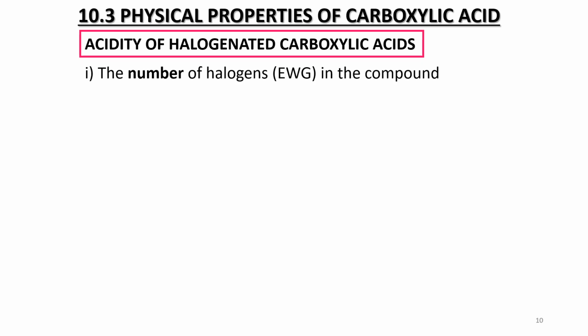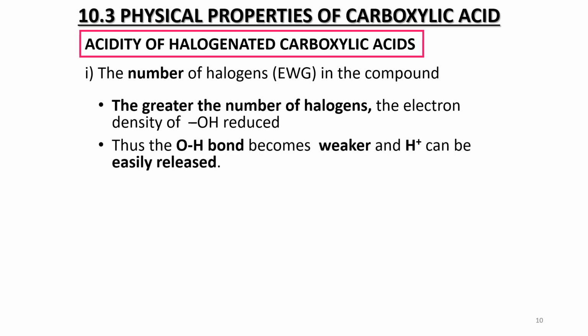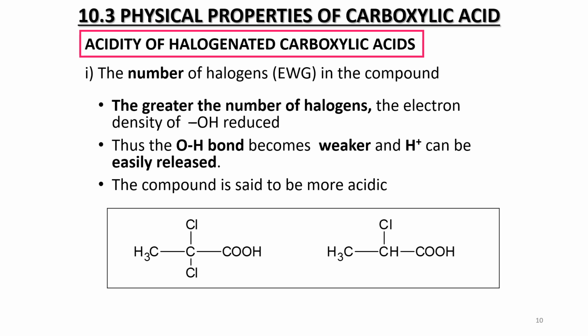The number of halogens, electron withdrawing group in the compound: the greater the number of halogens, the electron density of OH will reduce. Thus, the OH bond becomes weaker and proton or H plus can be easily released. The compound is said to be more acidic. So if you look at here, the carboxylic acid, which has two Cl group, is more acidic compared to the carboxylic acid, which has only one Cl group.